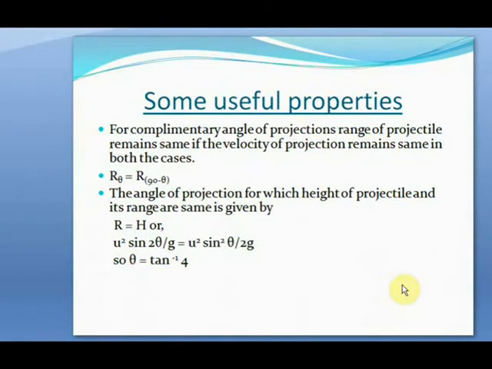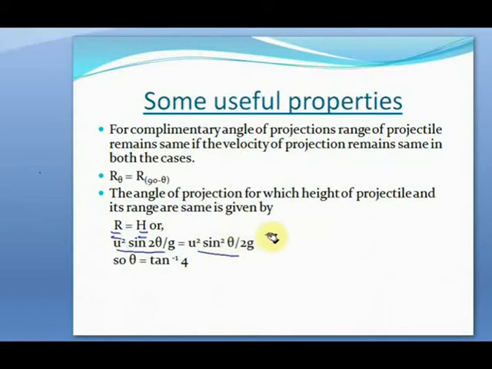Now let's move on to another property. What is the angle of projection for which the height of the projectile is the same as its range? So to find this particular angle of projection, we'll do the following. We need to find the angle for which the range of the projectile is equal to its maximum height. We know that the range is given as u square sine 2 theta by g, and the maximum height is given as u square sine square theta by 2g.